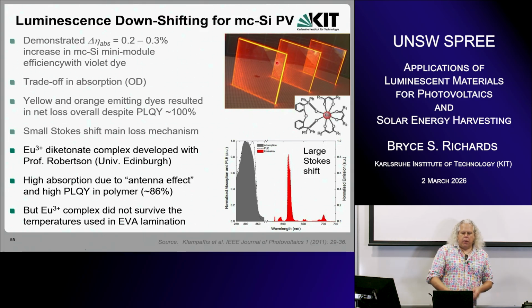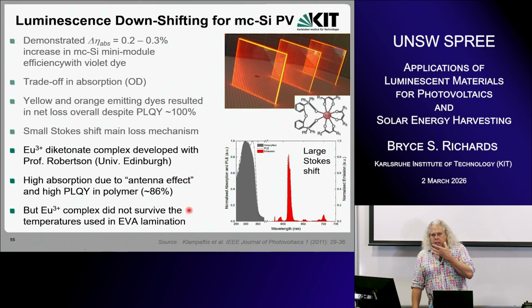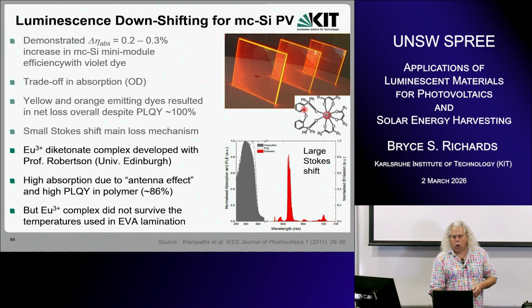Now, the catch is that when we went to the lab, when we went to the laminator to make the module, everything came out colorless. So what we'd done is during the lamination process, we had thermally degraded the molecules that Neil made. I can't remember the temperature, something like 130, 150 degrees. His complexes didn't survive that temperature.